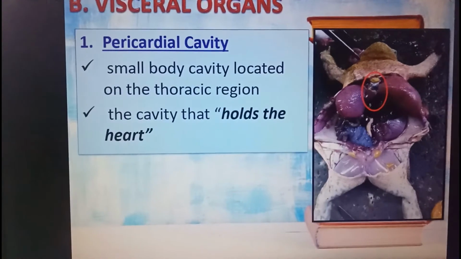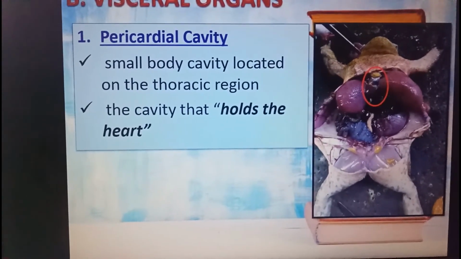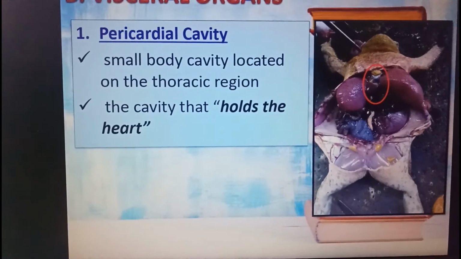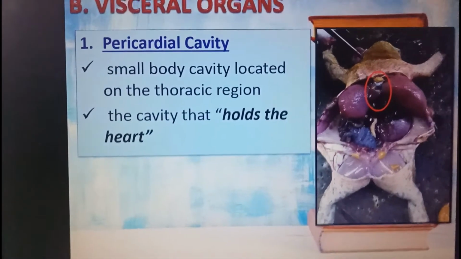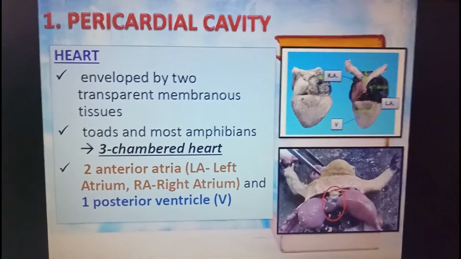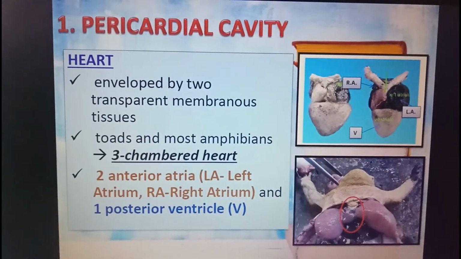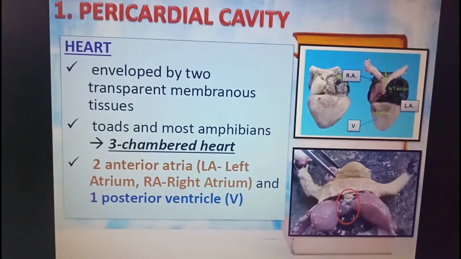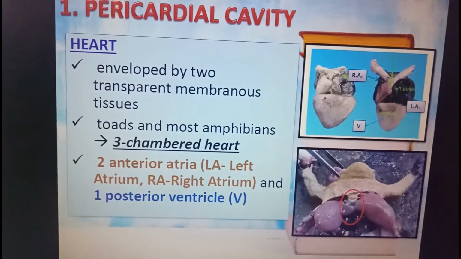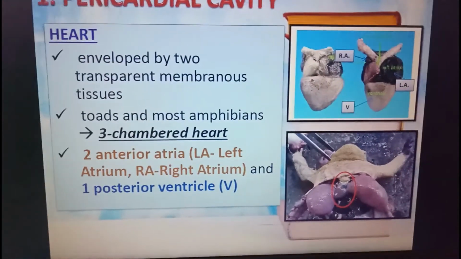So as I've said earlier, the pericardial cavity is the cavity that holds the heart, and also it is a small body cavity located in the thoracic region. So as we know, the heart is the organ which is responsible for the pumping of blood all throughout the body, and it is also a three-chambered heart for most toads, most amphibians, with two anterior atria and one posterior ventricle.